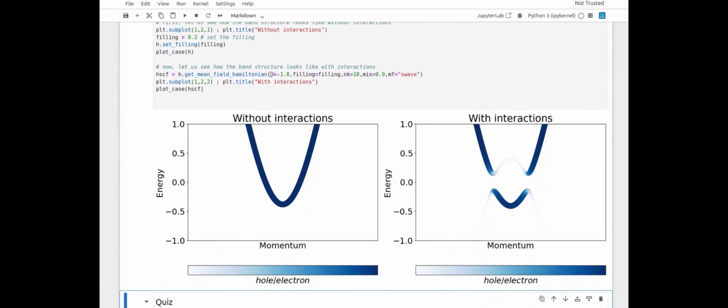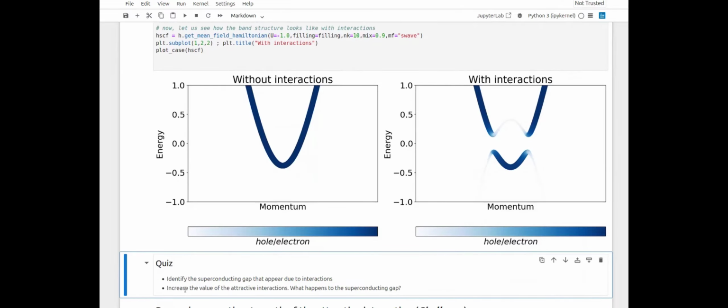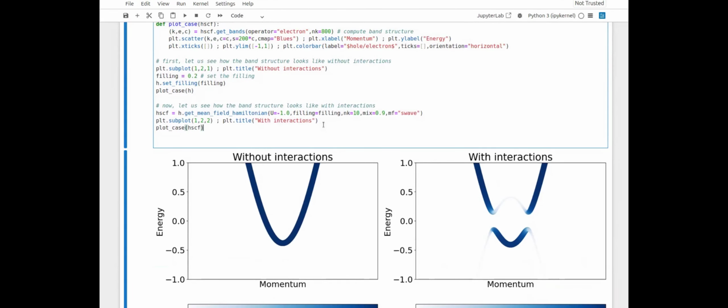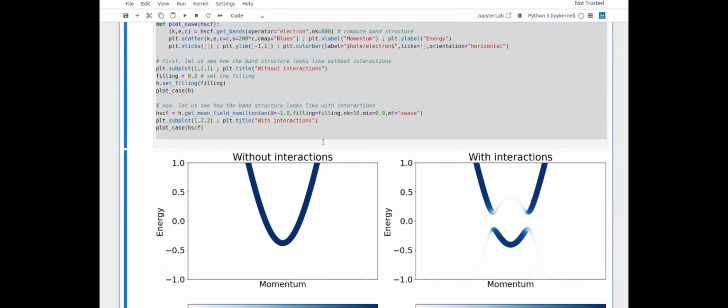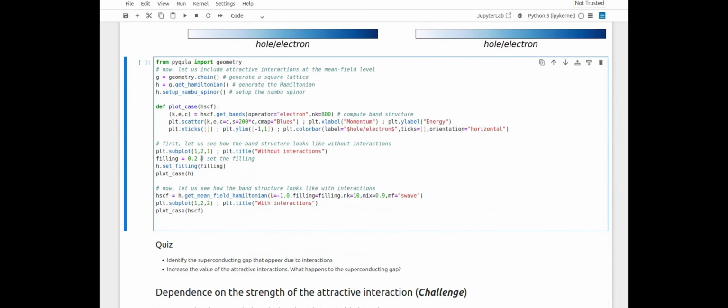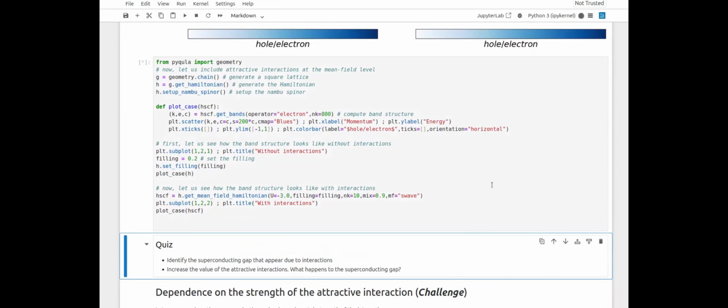And since we are putting local attractive interactions, we know that the nature of the superconducting gap is S-wave. So here we have an S-wave singlet state that is driven by interactions. And then the next question is to increase the value of the attractive interaction. What happens to the superconducting gap? Okay, so we can just copy the whole cell and put it below so that we can compare the plots. We are going to take an interaction of, for example, 0.3 and see what result we get.